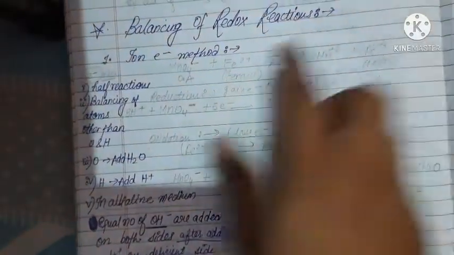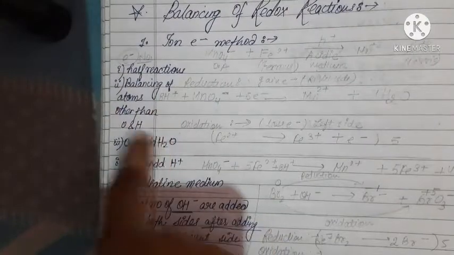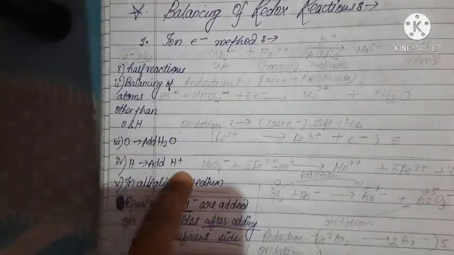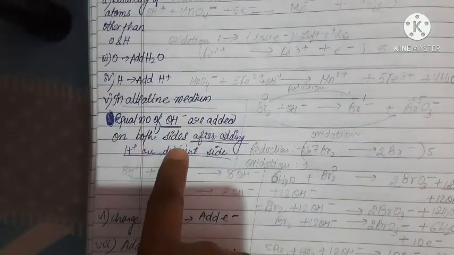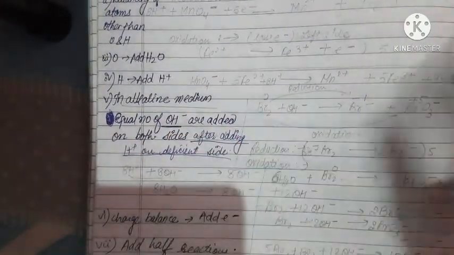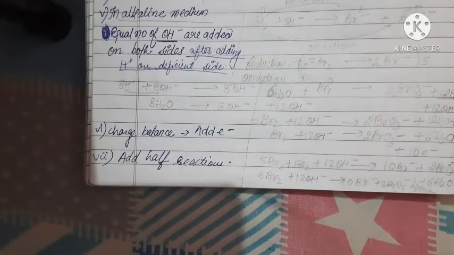Balancing of redox reaction by the ion electron method. What we have to do is write half reactions, balancing of atoms other than O and H. For O, add H2O; for H, add H plus. In alkaline medium, an equal number of OH minus are added on both sides after adding H on the deficient sides. Charge balance, add electrons, add half reactions, so it's completed.